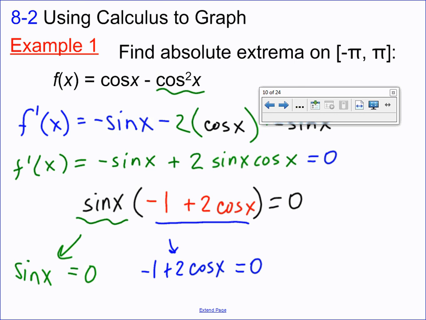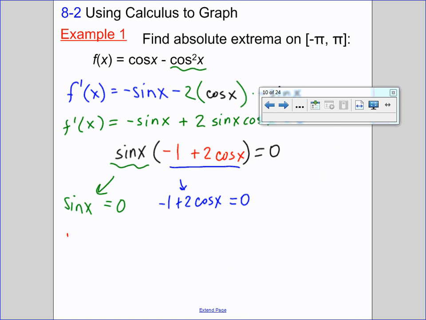And so it looks to me like we've got 3 critical values that are on my thing, but 2 of them are already endpoints. And so it looks like I've got CVs at x equals negative pi, x equals 0, x equals positive pi. Consider the next equation, negative 1 plus 2 cosine of x equaling 0. Does this ever happen on a specified interval?